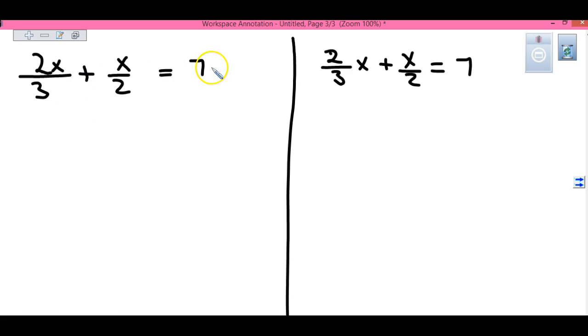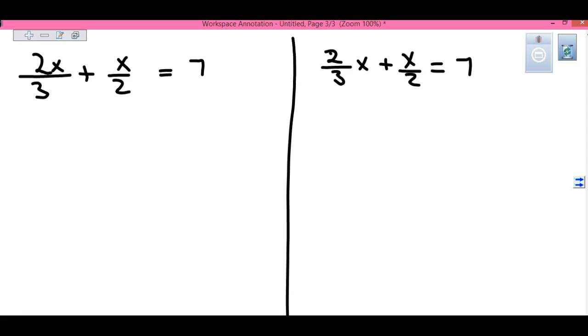Okay. We're going to solve equations that contain a fraction. So I would like for you to write your equation twice, just like I've done here. We're going to solve this two different ways, okay? So if we have 2x plus 2x over 3 plus x over 2 is equal to 7.